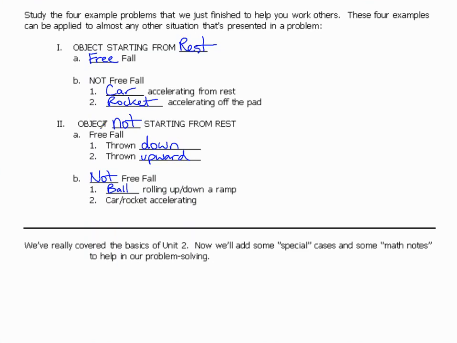Another possibility of an object not starting from rest and not free fall is a car or rocket that is accelerating. This might be a situation where a car is maybe driving 30 miles per hour and they come to the edge of town and then they push the accelerator and they accelerate to 50 miles per hour. It is not free fall because the acceleration is not gravity here, and they were not starting from rest because they had an initial velocity.